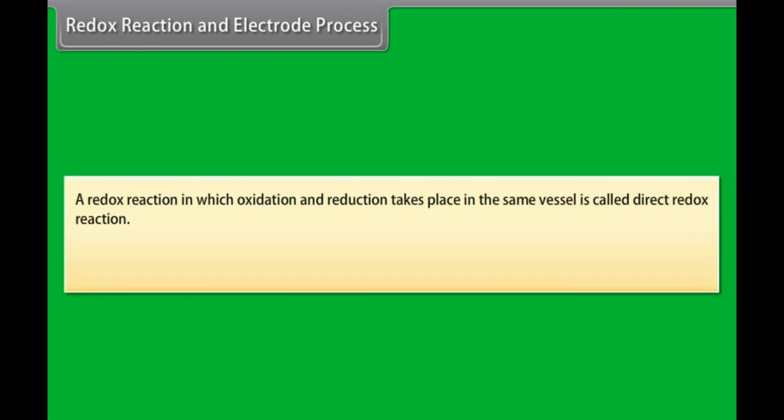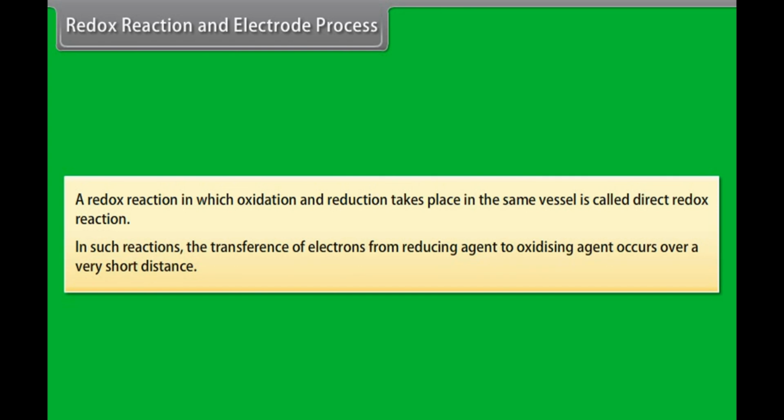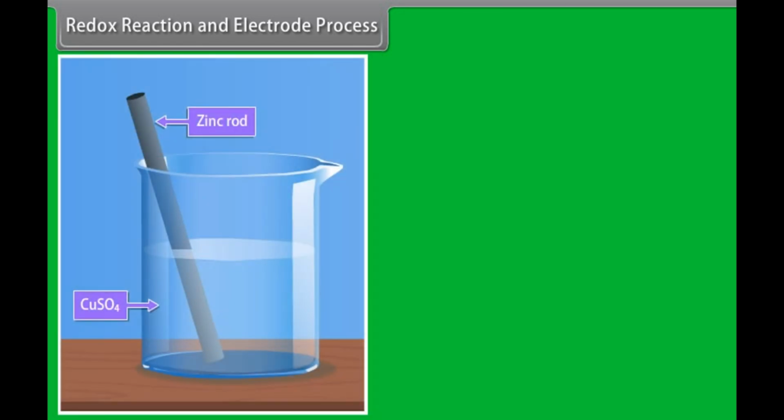Redox reaction and electrode process. A redox reaction in which oxidation and reduction takes place in the same vessel is called direct redox reaction. In such reactions, the transference of electrons from reducing agent to oxidizing agent occurs over a very short distance. For example, if a zinc rod is immersed in copper sulfate solution taken in a beaker, a spontaneous reaction takes place and the following observations are made.